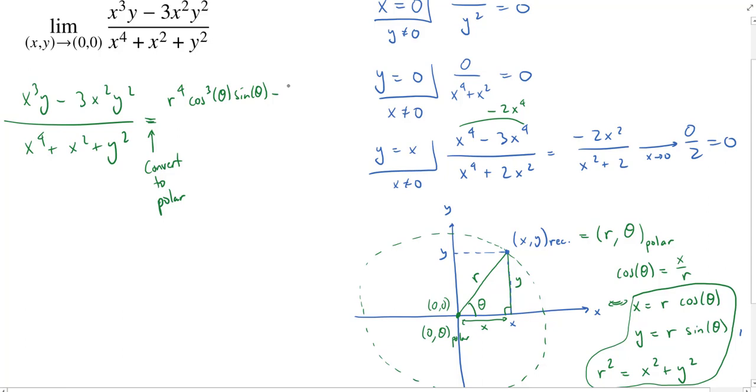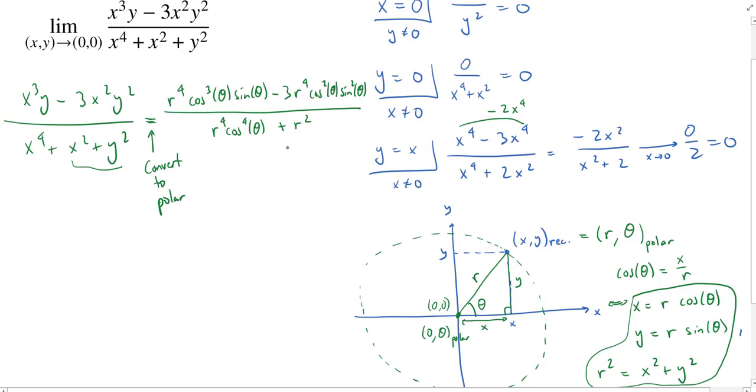Minus, now I get a 3, and x squared is going to give me an r squared. Y squared is also going to give me an r squared, so again I get an r to the fourth. And then, again, it's x squared, so I get cosine squared theta and a sine squared theta. Over, now I have an x to the fourth, and so I'm going to get r to the fourth cosine to the fourth theta. And then, wouldn't you know it, I have an x squared plus y squared. I can just write a plus r squared. That's really super nice.